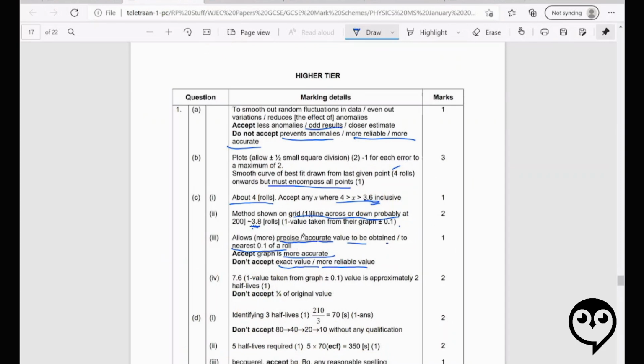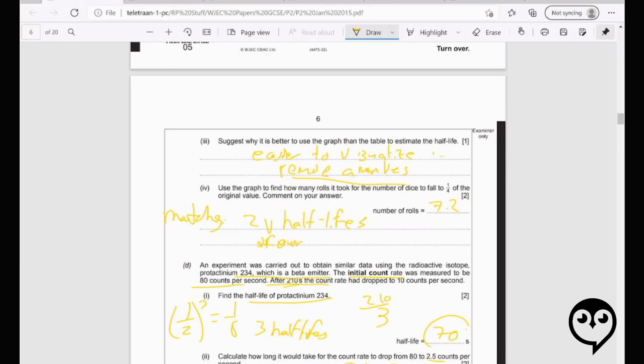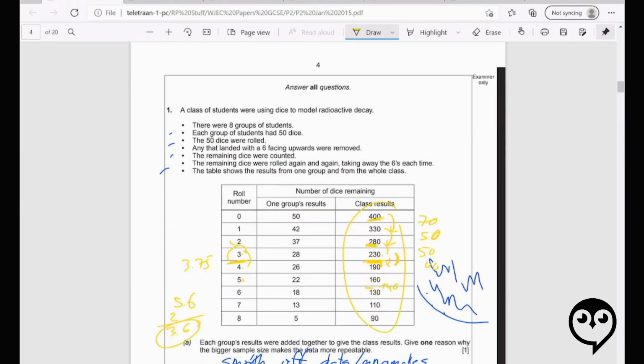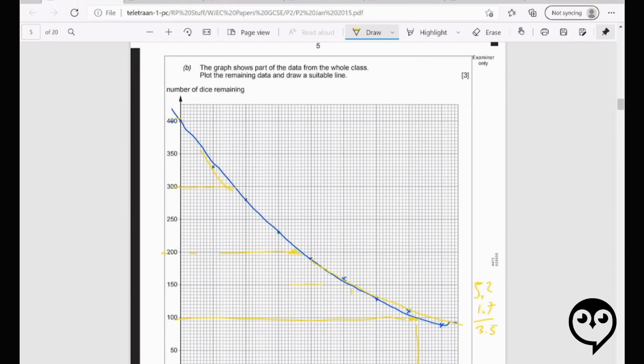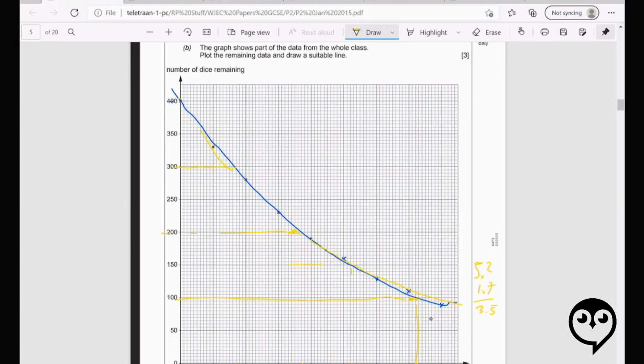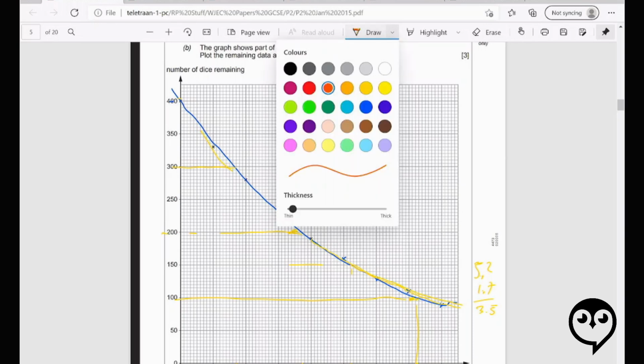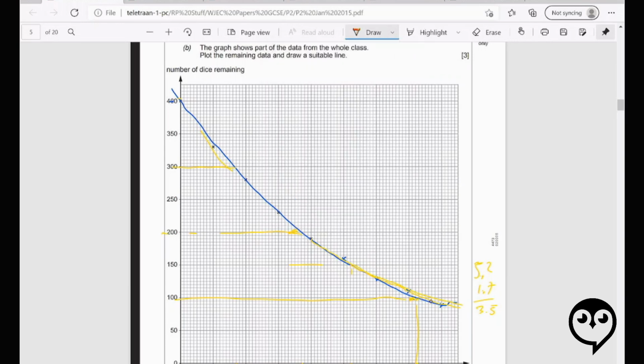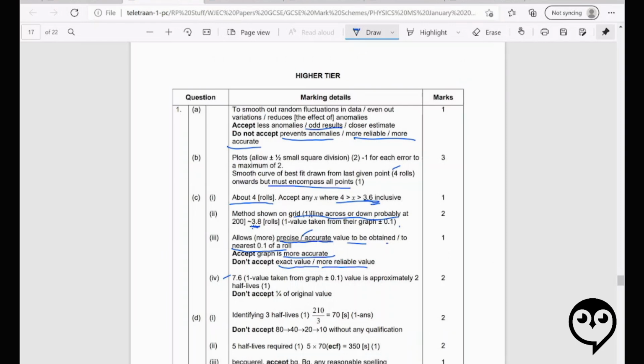Wants us to be more precise, they say. 7.6, I think that's what we hit. Well, 7.2. Ooh. I'm going to check that. According to our graph, down to 100. Well, I suppose if my graph had curved a little better here than the 100, then the 100 would have came over a little bit. And the 100 would have been, 7.7, 7.8. I can see that. So my graph was not the best.